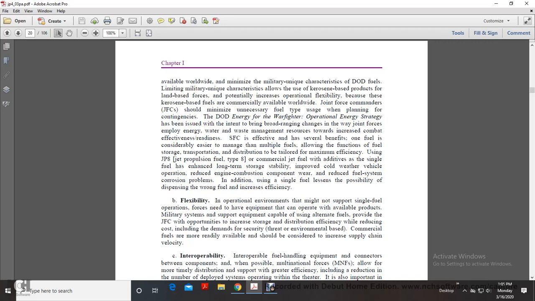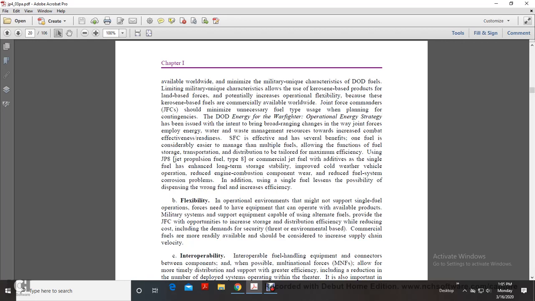Joint force commands should minimize the fuel types used in planning for contingencies. The Department of Defense Energy for the Warfighter, Operational Energy Strategy, has issued the intent of bringing a broad range of change to the way the joint force employs energy, water, and waste management resources, towards increased combat effectiveness and readiness.